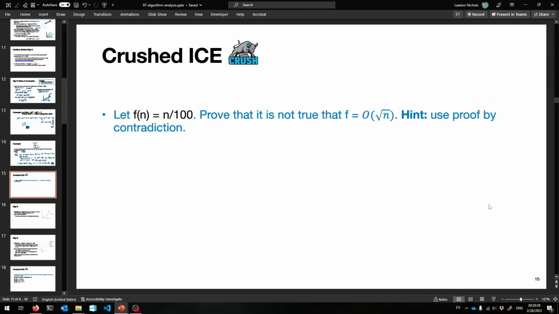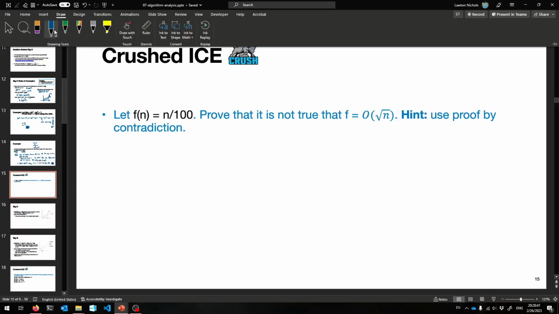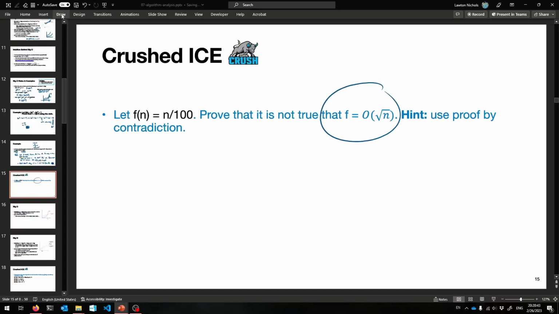All right, so if we're doing proof by contradiction, we're going to assume that this is not true, right? Assume that this entire theorem is false. We're trying to prove that it's not true that this is true. So the negation of that is to assume that it is true. Let's assume that f really is big O of the square root of n. So that's the first thing for a contradiction.